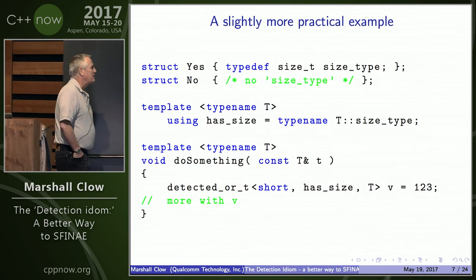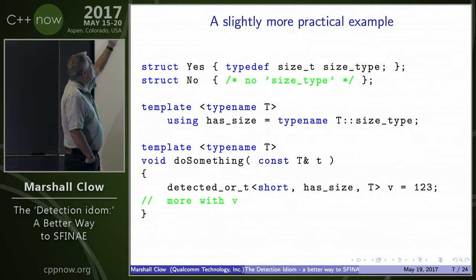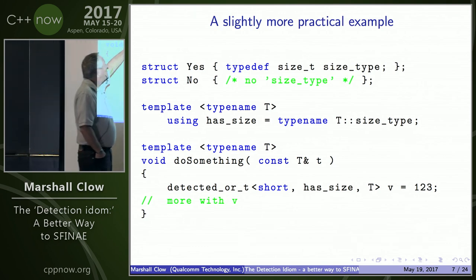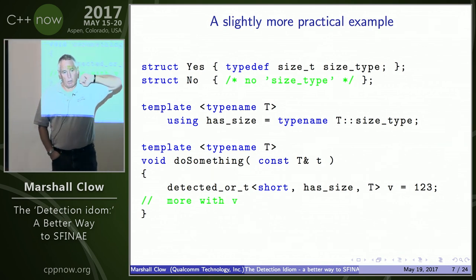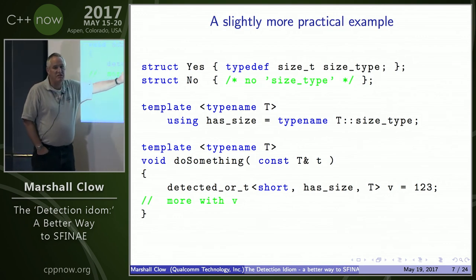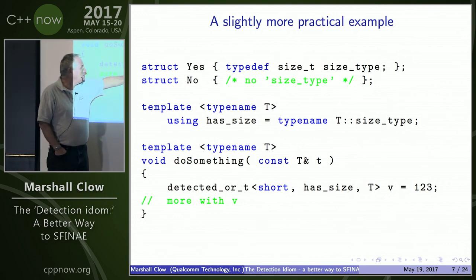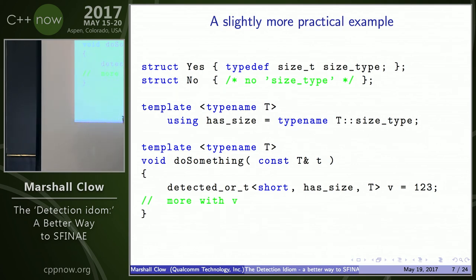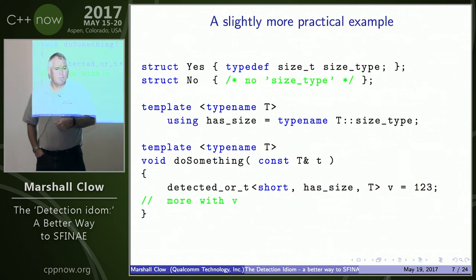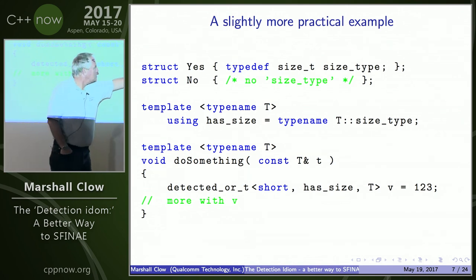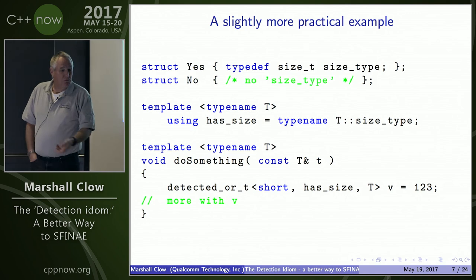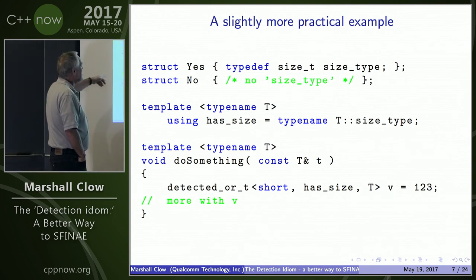Okay, next. A slightly more practical example. Here we have yes and no, has a typedef, no typedef. We have the same kind of thing, the detection function we wrote. And we use one of the other pieces of the detection idiom, detected_or, that says if T has a size_type typedef, use that. Otherwise, use short. And we can make a variable, set it to a value, and start using it. So it's a way of providing a default if, in fact, the detection fails.